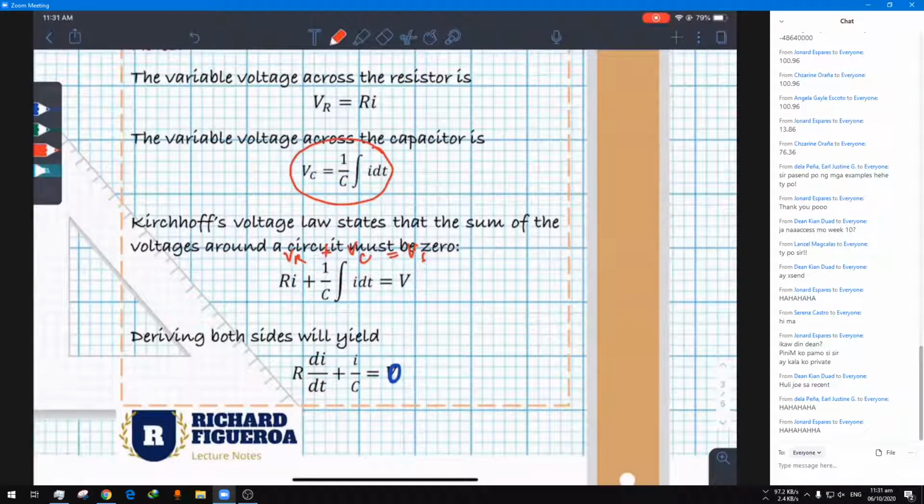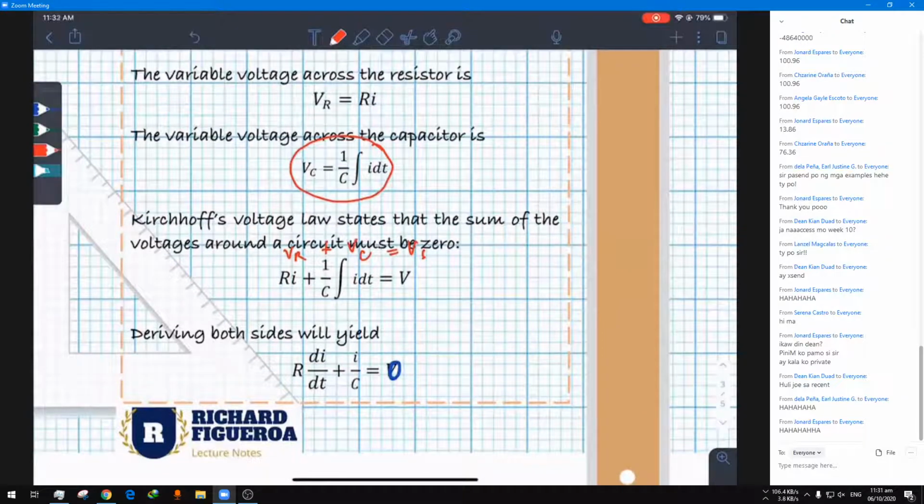And then, pwede nating kunin, for example, in terms of charge. Kasi we want to determine what would be the charge across the capacitor. So remember, meron tayong formula na ang current, at any instant, is equal to dq over dt, di ba? Current is the change or the flow of charges. The flow of charges is actually the current. So therefore, I is equals to dq over dt.